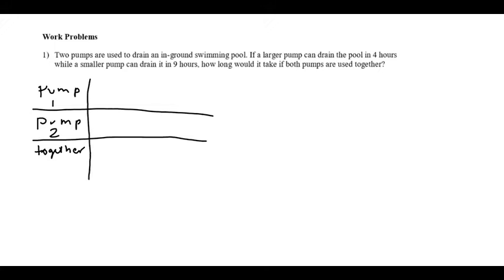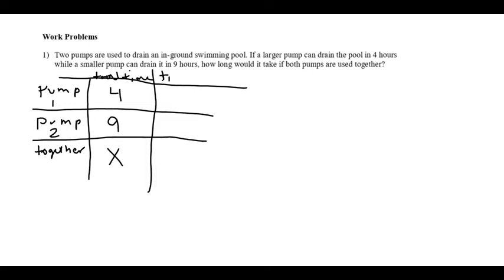All right. And pump 1, total time is 4 hours. Well, a smaller pump takes 9 hours. And then we don't know together, so that's going to be our X. So we have total time in one column, and then we're going to take time per hour, or how much it drains per hour, really. Not really time per hour, but how much it drains per hour.